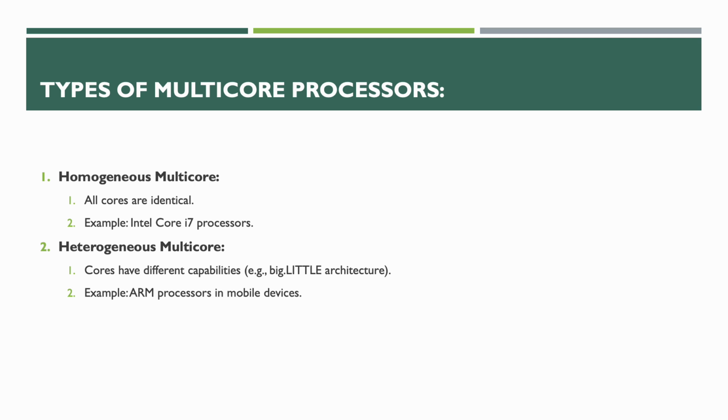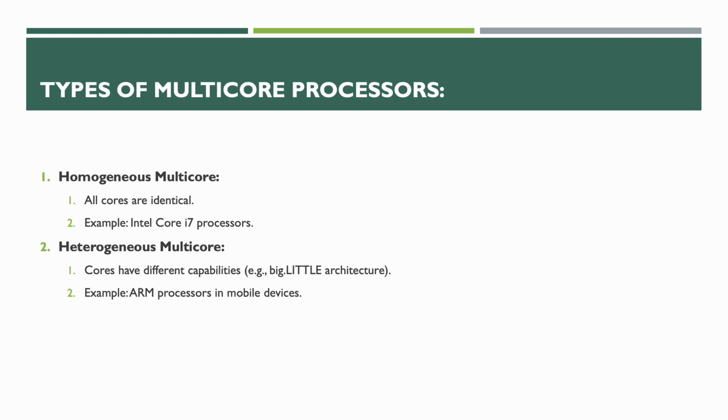Okay, now let's see the two primary types of multicore processors, homogeneous and heterogeneous. So, first of all, homogeneous. Here, in homogeneous multicore, all cores are identical in terms of architecture, speed, and functionality. For example, Intel Core i7 processors, where each core performs tasks in the same way. So they are all identical. Now, these processors are commonly found in PCs, laptops, and servers for high performance computing and multitasking.